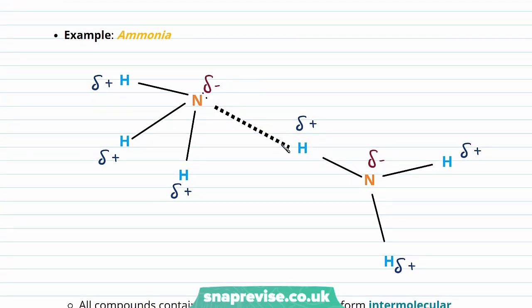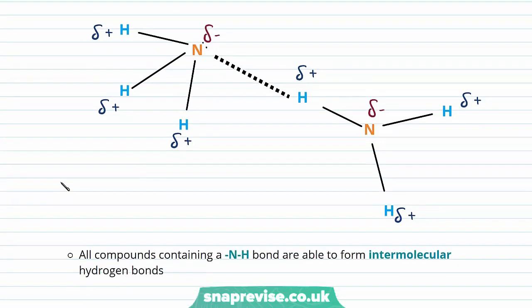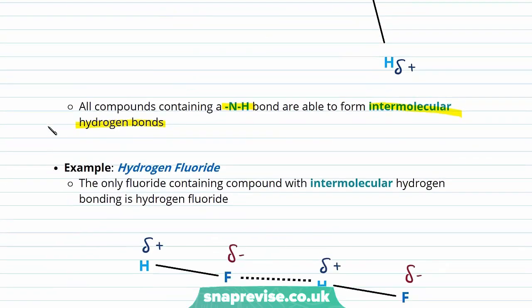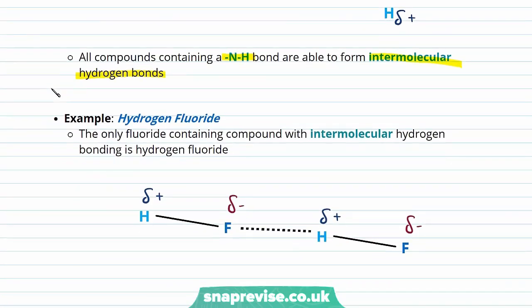So let's have a look at the example of ammonia. We have our hydrogen which is bonded to a nitrogen, an element we know that is more electronegative. And the hydrogen bond is forming with the lone pair of electrons on the nitrogen of another molecule of ammonia. Interestingly, all compounds containing a nitrogen-hydrogen bond are able to form intermolecular hydrogen bonds. So let's have a look at our example, which includes fluorine. Our example is hydrogen fluoride.